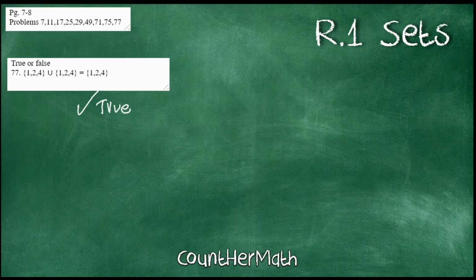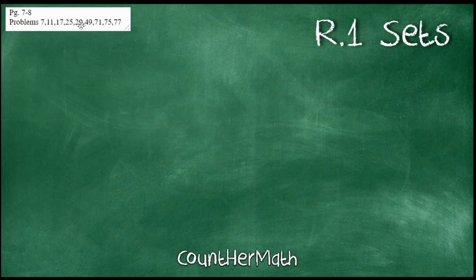What's really cool about this one is that it's also the intersection. We could say the same exact problem, but say the intersection instead of the union, and it would still be true. This is also a subset, which would also be true, because a set is a subset of itself. So when we have two of the exact same sets, it is a union, it is an intersection, and it is a subset. All of the above are true when it is the same set matched against each other.